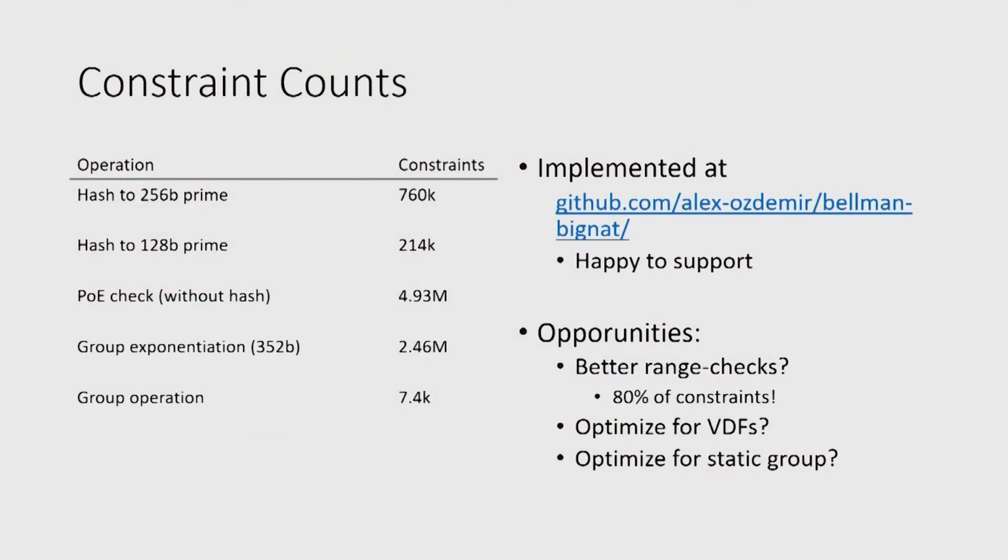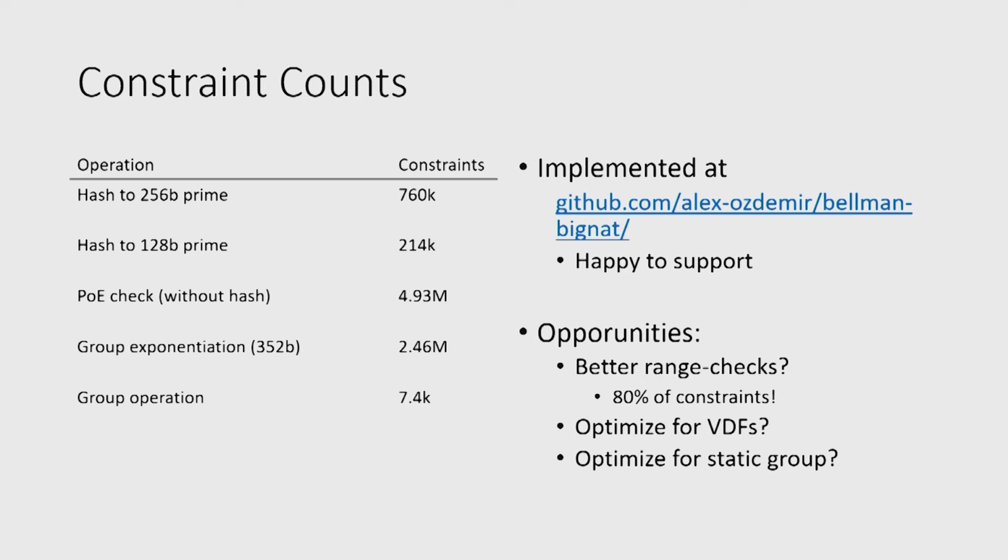I want to give you a sense of what the numbers boil down to. Again, a rough sense. Hashing to a 256-bit entropy prime using these techniques ends up being something like 750,000 constraints. If the prime is smaller, of course, you save some. And that cost really is dominated by the exponentiations that you have to do. A proof of exponentiation check in total, without the hash, which is separate, comes out to around 5 million constraints. In our work, it's 10 million, because we have to do 2 of these. But if you're just doing a VDF verification, it's going to be around 5 million.